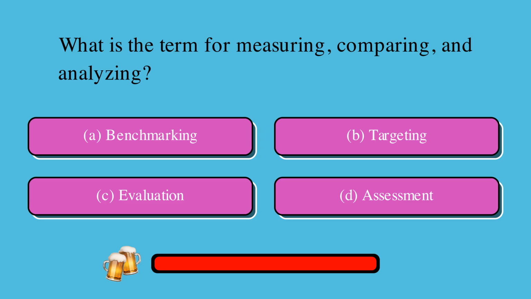What is the term for measuring, comparing, and analyzing? Is it A, benchmarking, B, targeting, C, evaluation, or D, assessment? The correct answer is A, benchmarking.